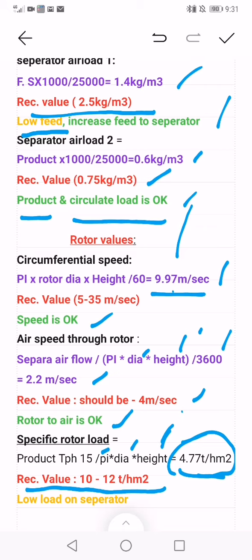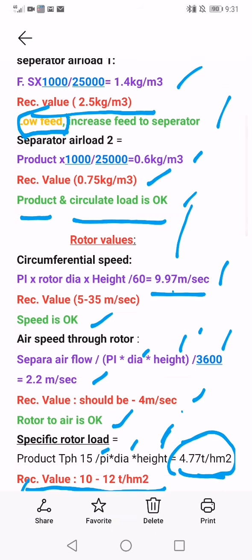So it means low load on separator. Low load on separator. See here low feed and here low load. So that means the mill requires sufficient feed and sufficient separator load.